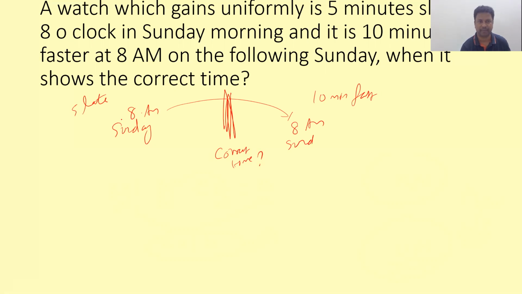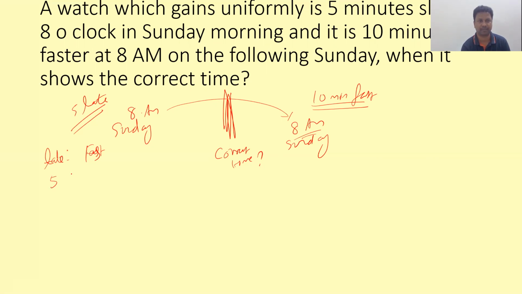So at 8 a.m. it is 5 minutes late. At 8 a.m. on the following Sunday, it is 10 minutes fast. That means from late, it is uniformly gaining minutes. At some time, it will touch the correct time, then it will go faster. So you want to find at which time it is showing the correct time. Very simple thing. First step, late is to fast. Find the ratio.